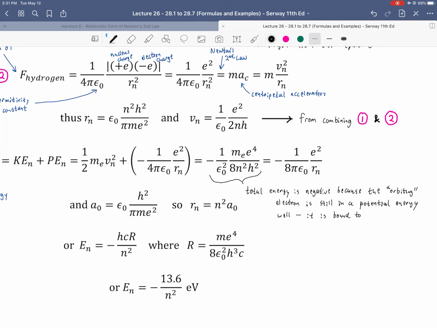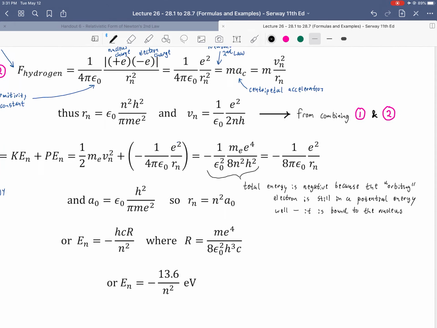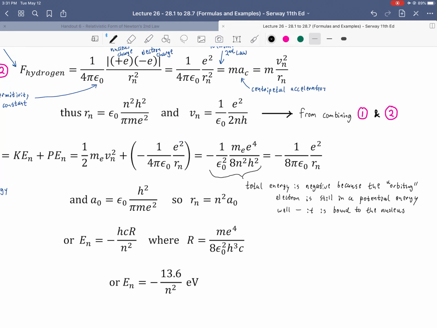It is bound to the nucleus. All right, are there any new variables here? Nope, we still have our principal quantum number n, we still got our mass of the electron, we still have our charge of the electron, permittivity constant, right? Nothing new. Planck's constant, all the same variables.